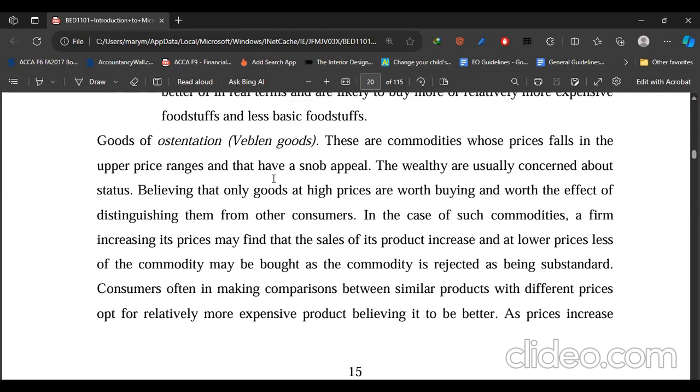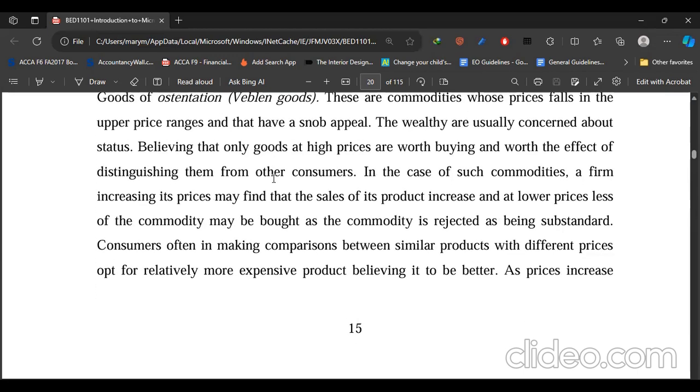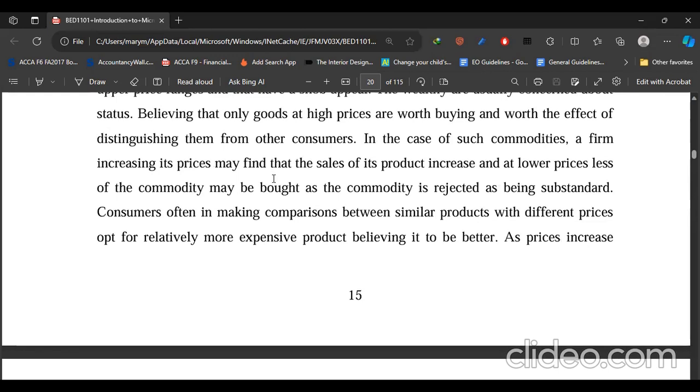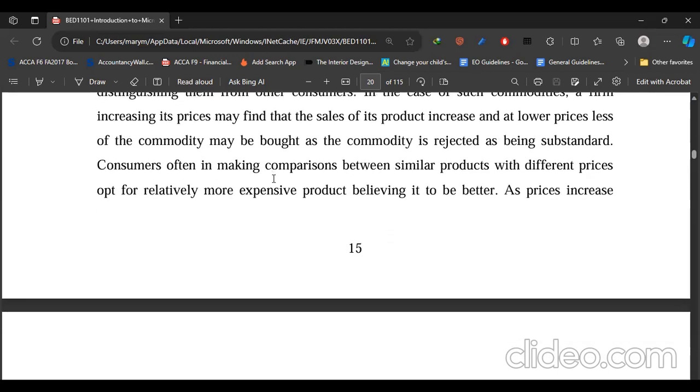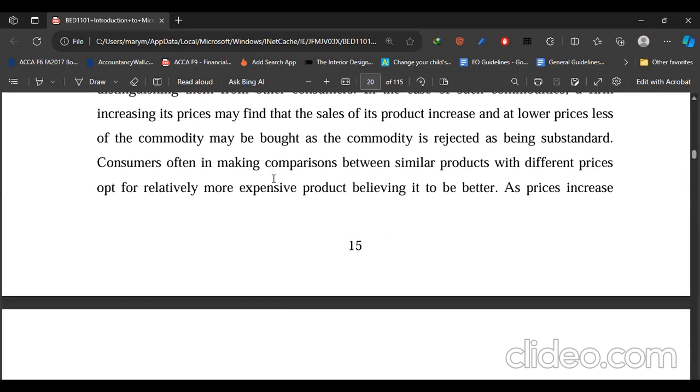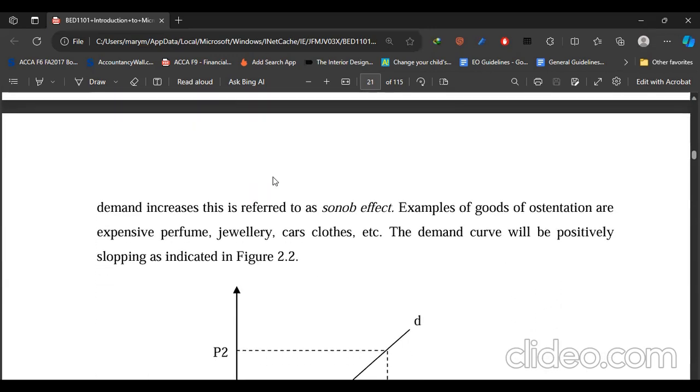Basically it depends on the level of income, and that is what matters in these grounds. Now, the consumers often, in making comparisons between similar products with different prices, opt for the relatively more expensive product, believing it to be better. As price increases, demand increases. This is referred to as the snob effect.